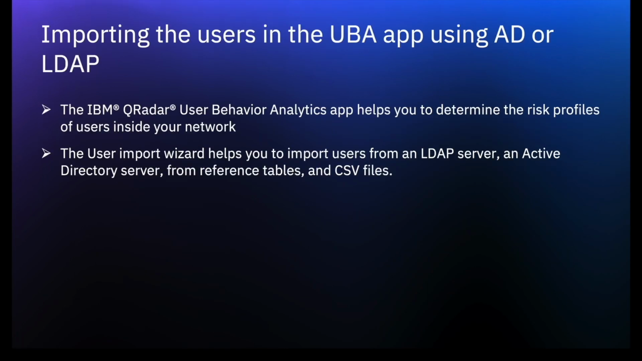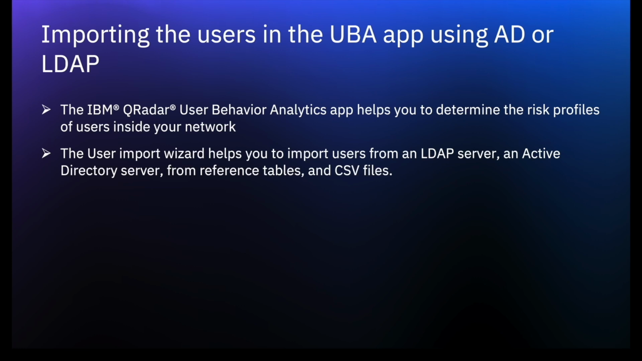The IBM QRadar user behavior analytics app helps us to determine the risk profile of the user inside our network and to take action when the application alerts us about the threatening behavior of the user. In the UBA app, the user import wizard helps us to import the user from the LDAP server and Active Directory server, from reference table, and from the CSV file directly into the UBA application.